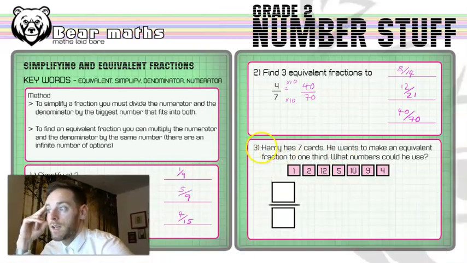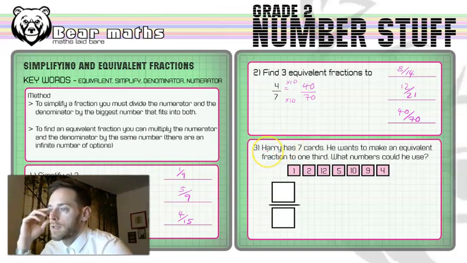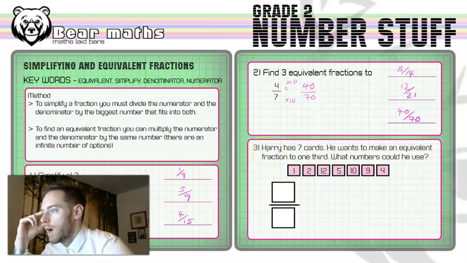And in question 3, again, contextual, just makes it a little bit more complicated. Got to read some words, got to understand the words, got to understand what to do with the question. You've got Harry, and Harry's got 7 cards, and he wants to make an equivalent fraction to 1/3. What numbers could he use? So I've written the fraction 1/3 in words, just to be slightly more obscure, obtuse, annoying. All right, so 1/3 is this as a fraction.